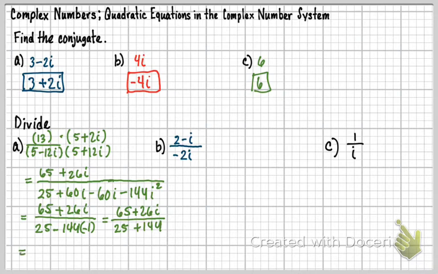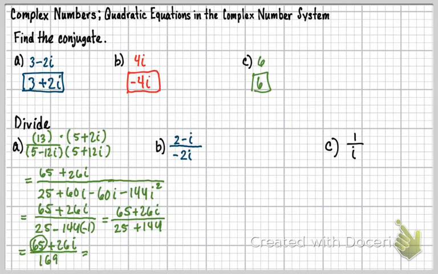And that equals (65 + 26i) over 169. And I don't know if you know this or not, but 169 is actually 13 squared, so it's 13 times 13. So one thing I realize is every term on the top and the bottom all have a factor of 13.